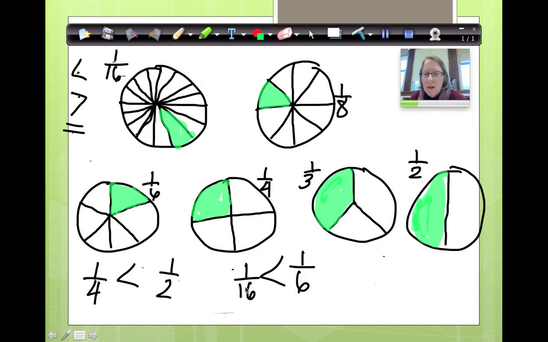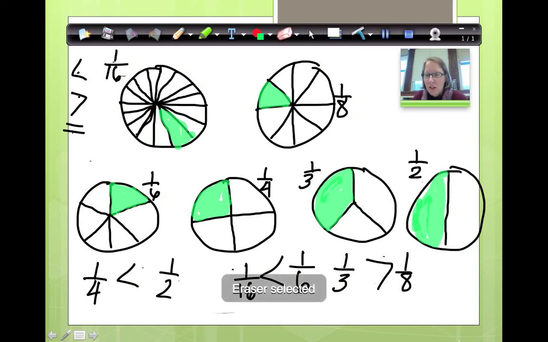Okay, what about 1/3 and 1/8? Which one is largest? Which one is greater? 1/3 is greater, so the crocodile eats the greater. We would say 1/3 is greater than 1/8. Good. Now, I'm going to see if I can challenge you. Are you ready for a good challenge? Okay, I got to erase something here. I got to have some space. Okay, I got a challenge for you.